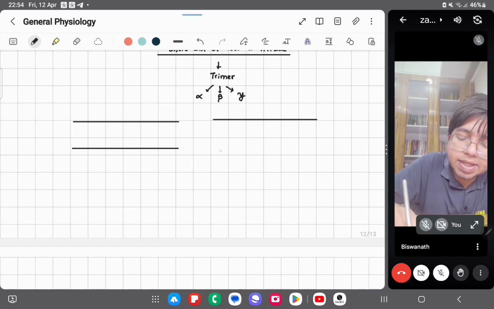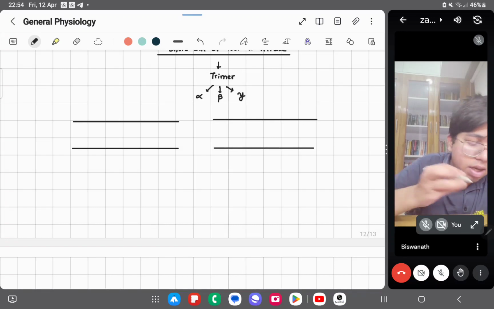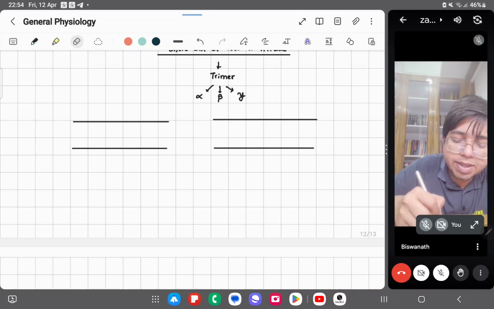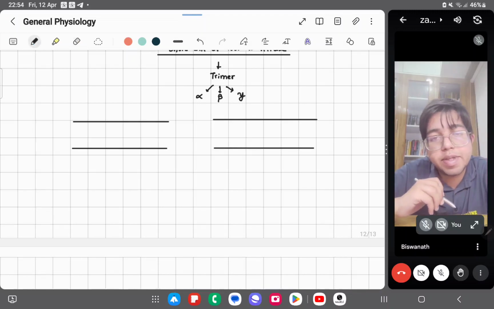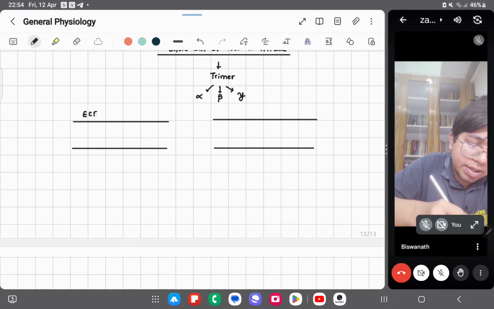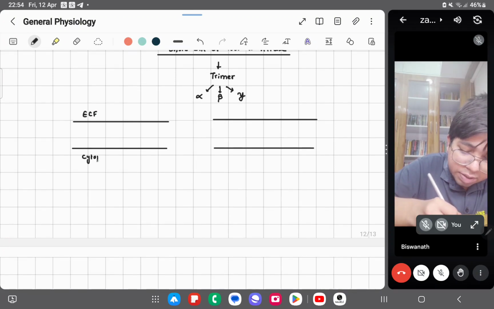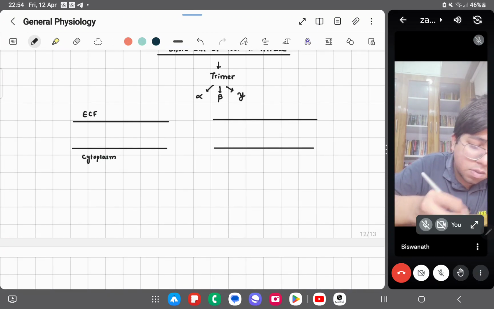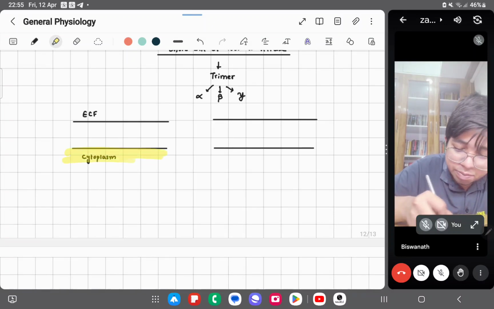You have to draw it in the exam. It's not an optional thing. It's a compulsory thing. You must be good in diagrams, right? Let's say it's the extracellular fluid, and here is the cytoplasm. Let me shade the cytoplasm.